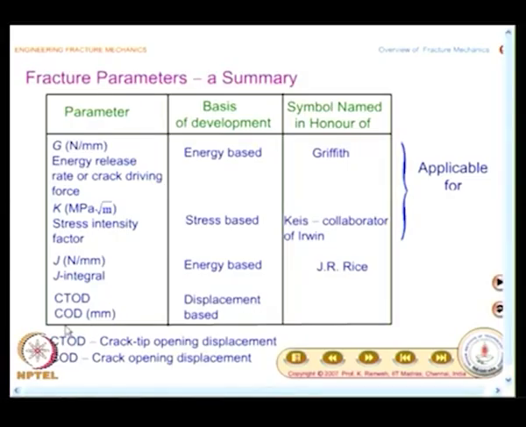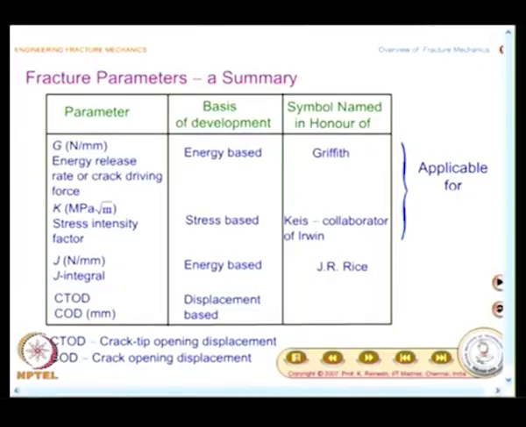And parallelly, in UK people developed another concept which is known as COD, crack opening displacement. It is in terms of millimeters. This is displacement based. This was developed by Wells, and there is also another related concept which is known as CTOD. This is crack tip opening displacement. It is a very funny nomenclature. See, when you say a tip is a point, the point cannot open, but you still have in fracture literature a parameter called CTOD, crack tip opening displacement.